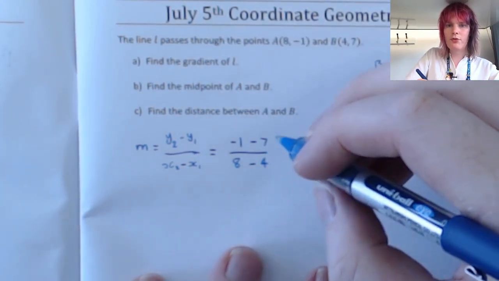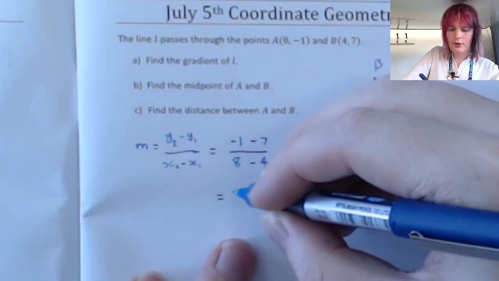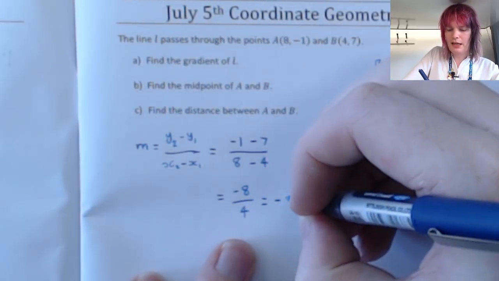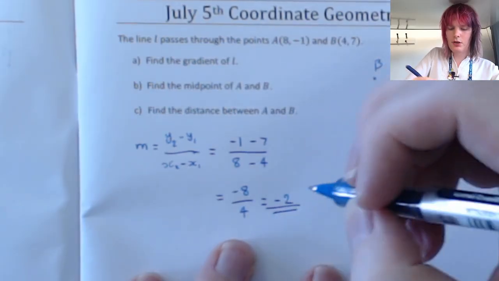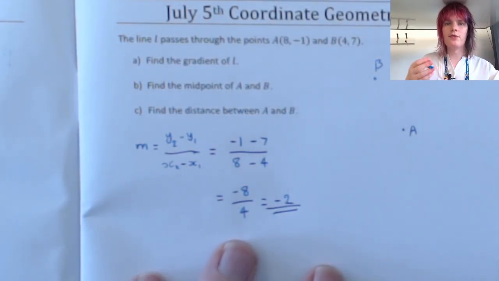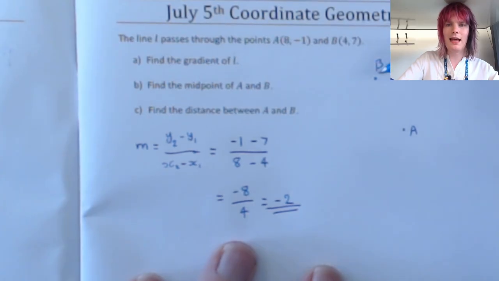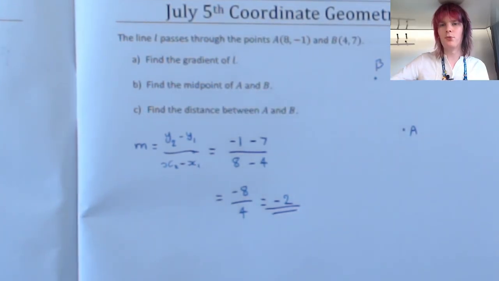We'll just go through this computation. That's going to be minus 8 divided by 4, or minus 2. So that's our gradient of the line that passes through B and A. We call that line L. If you wanted to sketch this on as well, you could do that.